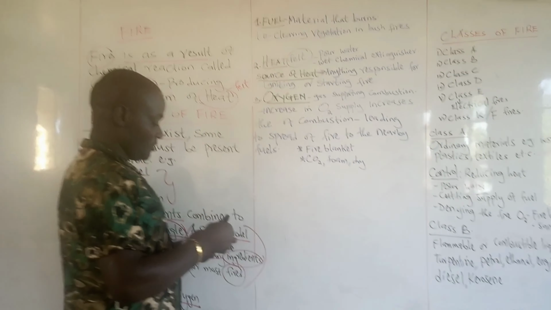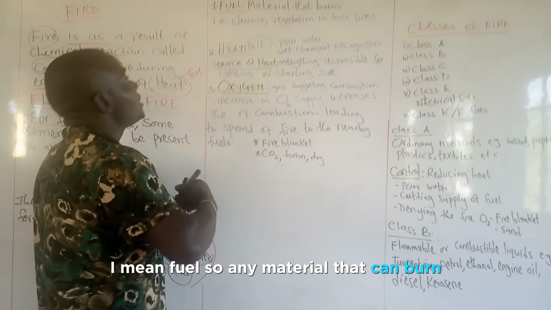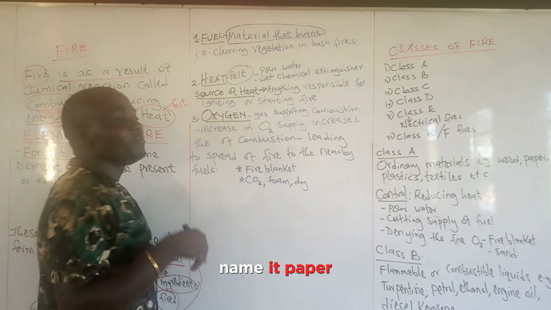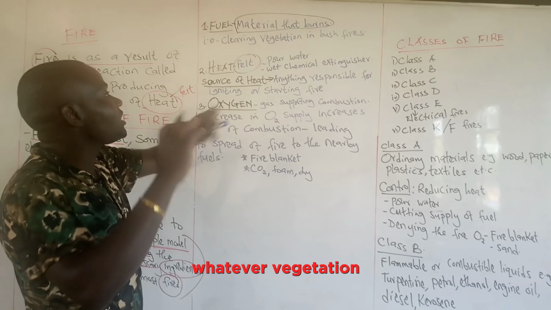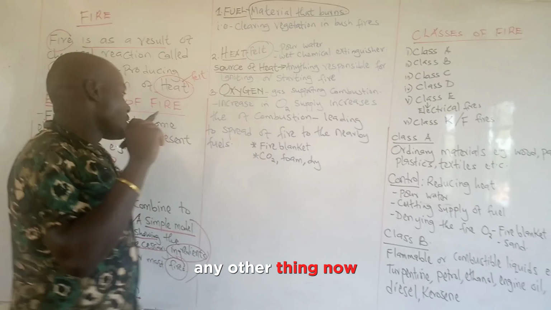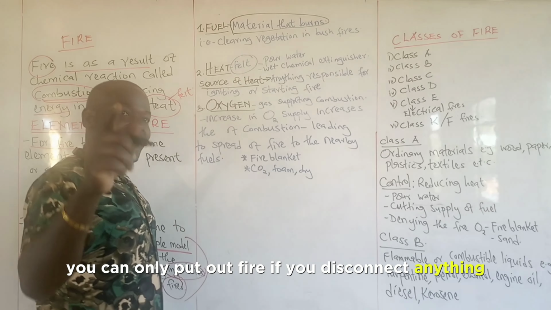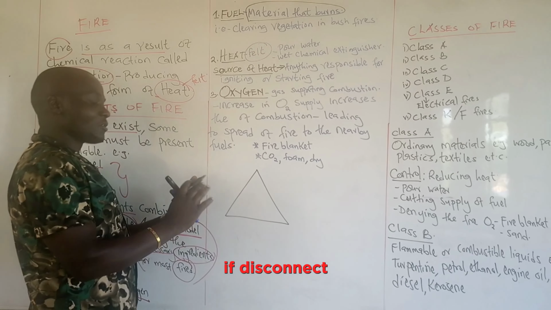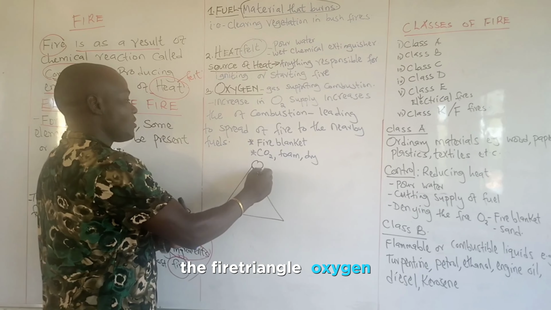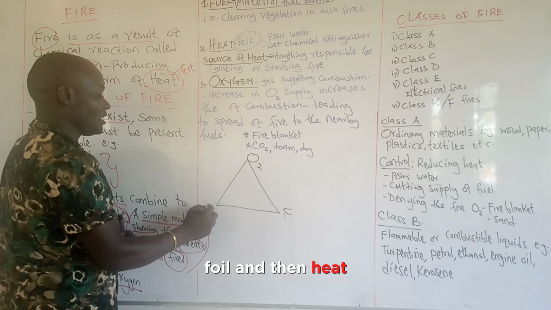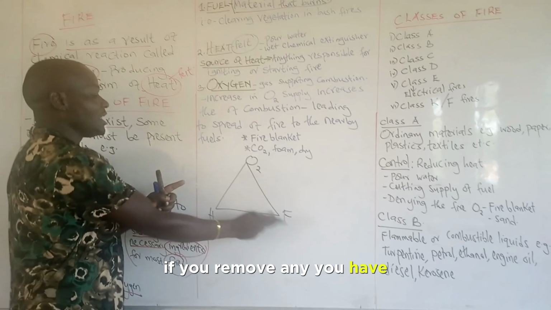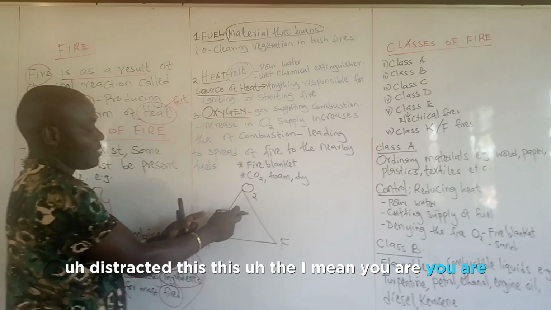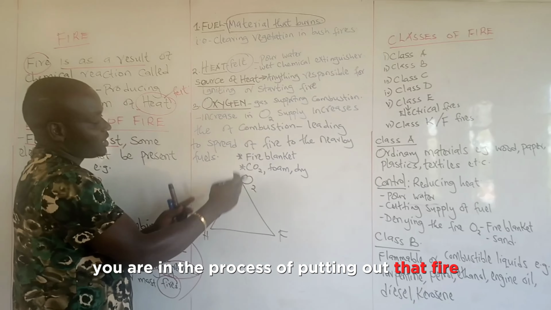Now, I talked about fuel. Any material that can burn, that is fuel. Name it, pepper, vegetation, any other thing. Now, you can only put out fire if you disconnect the fire triangle: oxygen, fuel, and heat. If you remove any, you have destroyed the triangle, and you are in the process of putting out that fire.